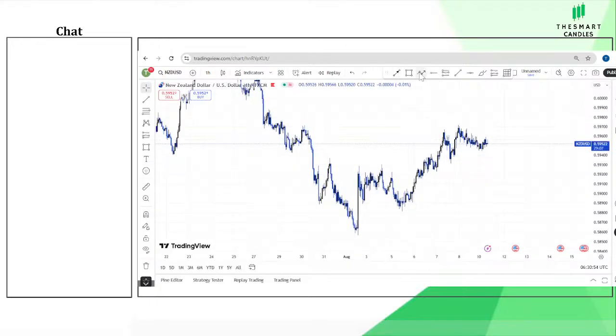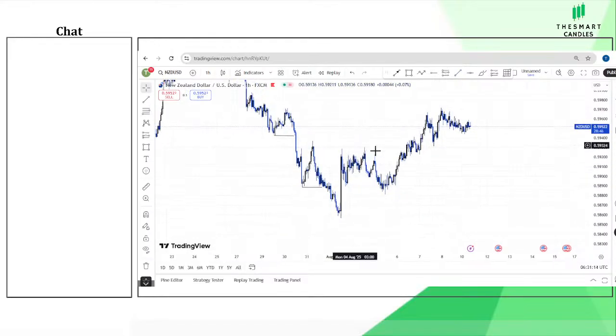All right. So from the 1 hour, we had this break to the downside. We had another break here to the downside. Now, a lot of persons will see this point here as their order block. But this is wrong.